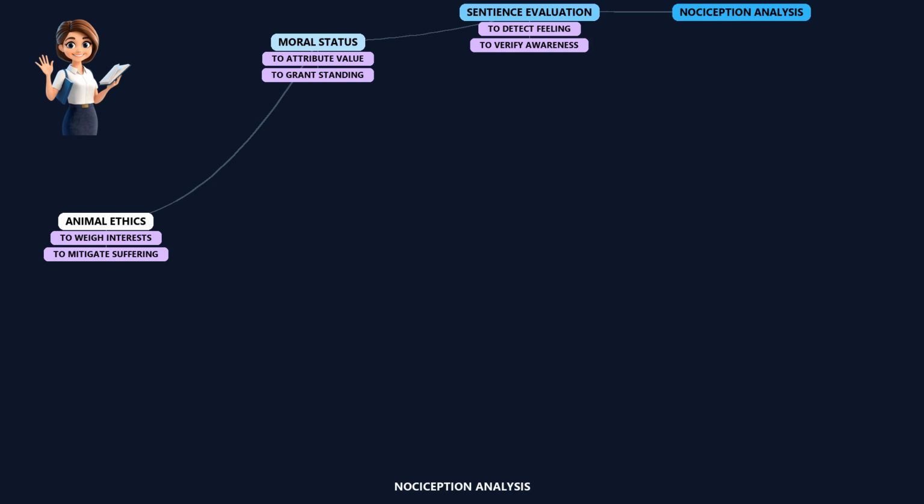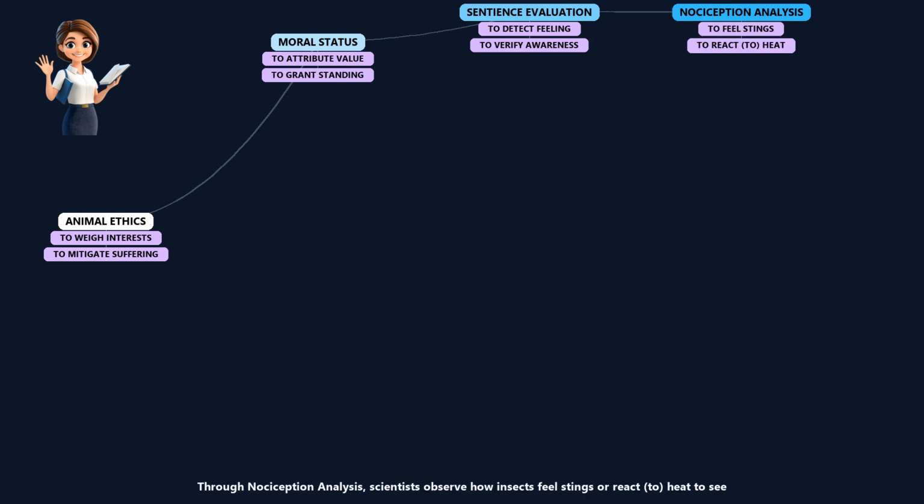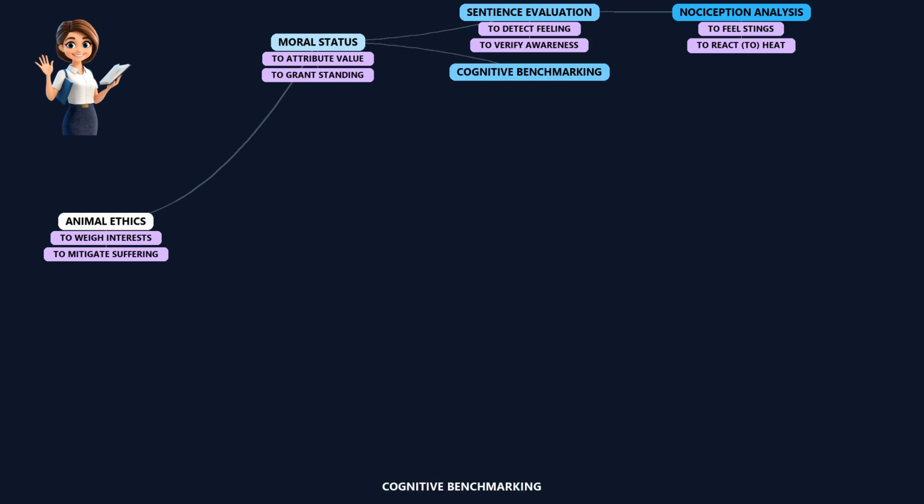Nociception Analysis. Through nociception analysis, scientists observe how insects feel stings or react to heat to see if they feel pain. To put it simply, we watch if they move away from things that hurt their bodies. Cognitive benchmarking. Cognitive benchmarking serves as a functional layer of moral status to measure logic and test memory in different species. Essentially, we are trying to find out how smart an animal is compared to us.